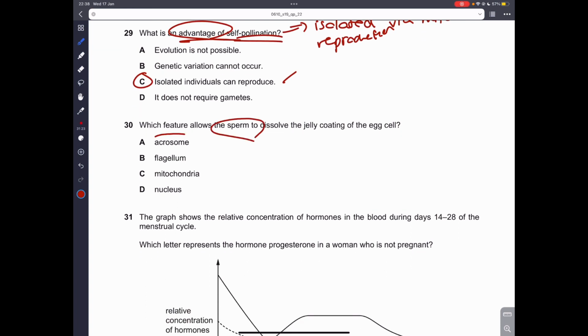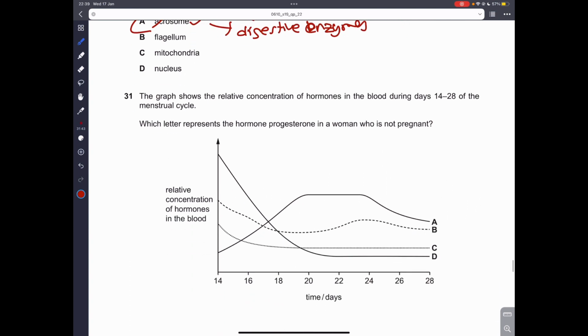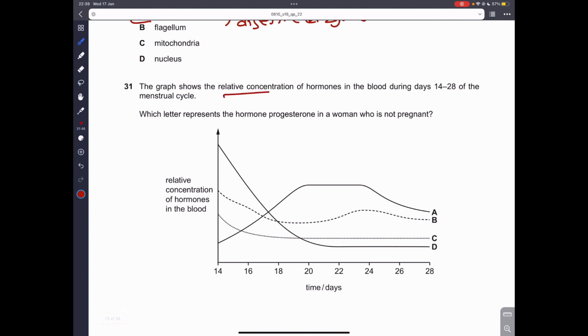Question 30. Which feature allows the sperm to dissolve the jelly coating of the egg cell? Now this is the acrosome. In the acrosome, there are digestive enzymes in the head of the sperm, so that it can actually penetrate and dissolve the wall of the egg cell. So it's 31. The graph shows relative concentration of hormones in the blood during days 14-28 of the menstrual cycle. Which letter represents the hormone progesterone in a woman who is not pregnant?